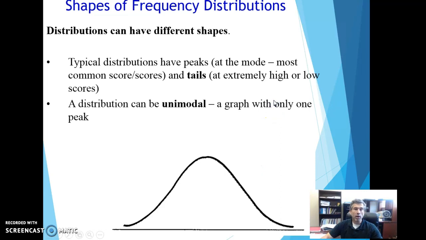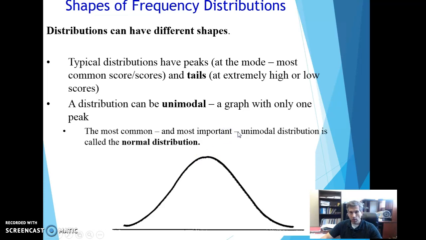So when talking about those peaks, most distributions will be what's called unimodal. They will have only one peak, one clear spot where the scores are the most frequent. The most common unimodal distribution, and the most important one by far, is something called the normal distribution. You may have heard the normal distribution or the normal curve before, or you may have heard it called by its older name, the bell curve. And the normal distribution is the most important type of distribution. We're going to get into a lot of detail on that in a minute. But for now, most important thing, it's unimodal, and this is its picture at the bottom.